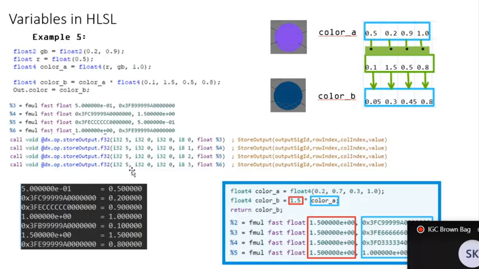Yeah, so here we have these store output calls, storing the results of these fmul instructions. The first instruction multiplies the 0.5 by the 0.1. Then the second instruction multiplies the 0.2 value by the 1.5 value. Then the third instruction multiplies the 0.9 value right here by the 0.5 value, and the fourth instruction multiplies the 1.0 value by the 0.8 value.